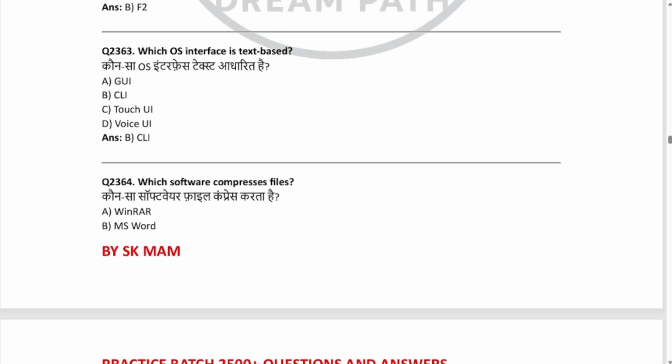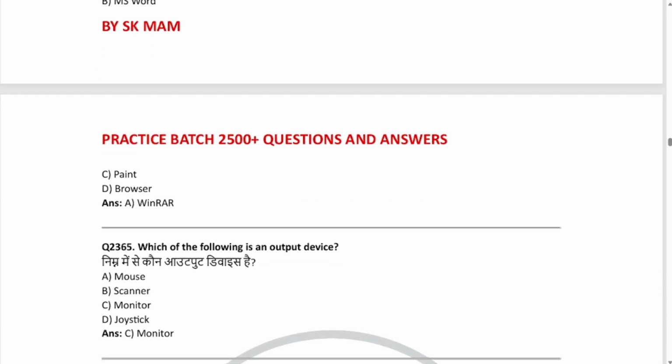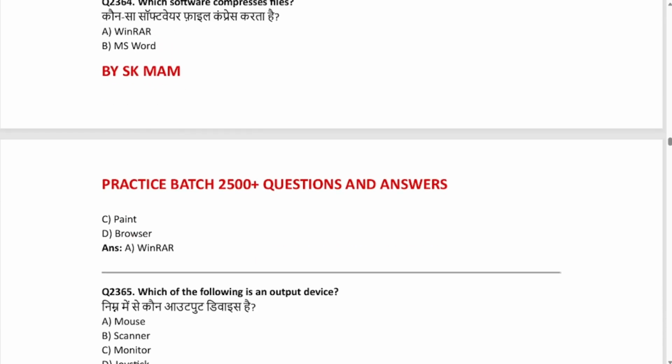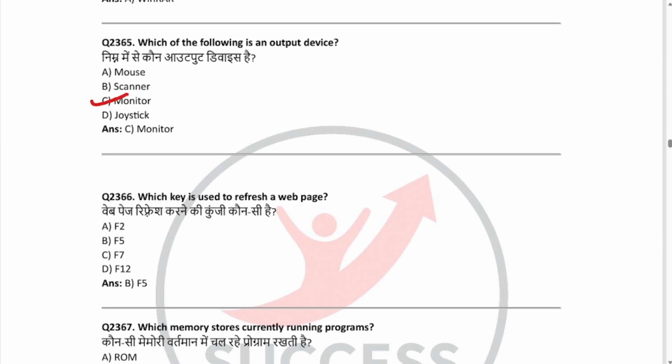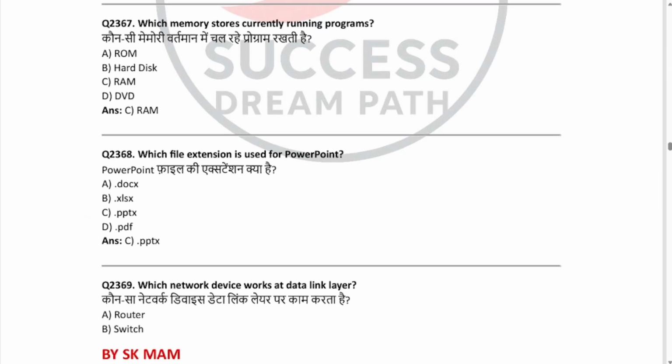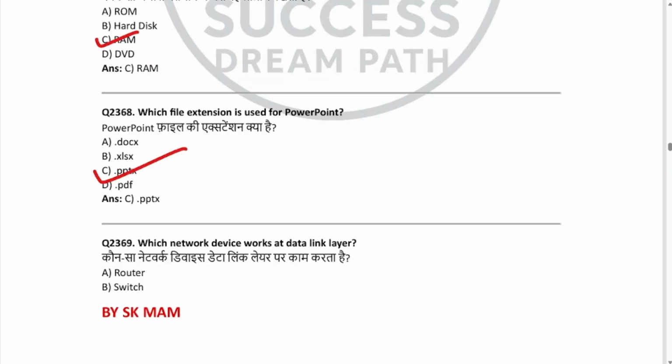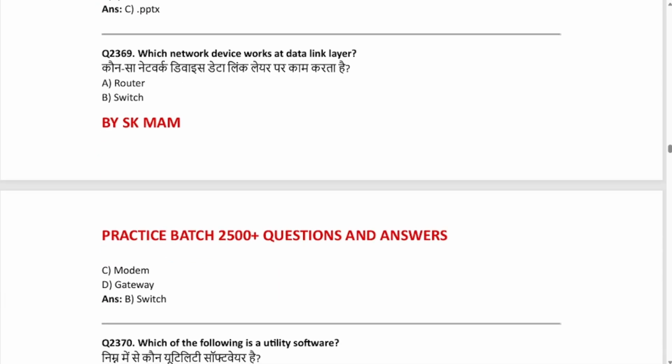Which key is used to rename a file in Windows? F2. Which OS interface is text-based? CLI. Which software compresses files? WinRAR. Which of the following is an output device? Monitor. Which key is used to refresh a web page? F5. Which memory stores currently running programs? RAM. Which file extension is used for PowerPoint? .pptx.